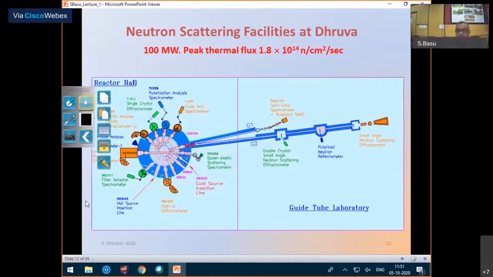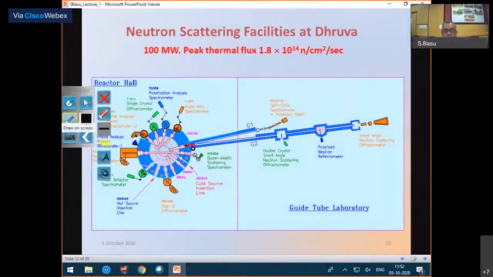Like there will be diffraction spectrometers, there will be inelastic neutron spectrometers, there will be small angle neutron spectrometers, there will be polarized neutron reflectometers. And actually, I wanted to show you that we also have something called, very interesting thing, neutron guides that carry neutrons out by 30-40 meters from the reactor hall. And we are allowed to build instruments.